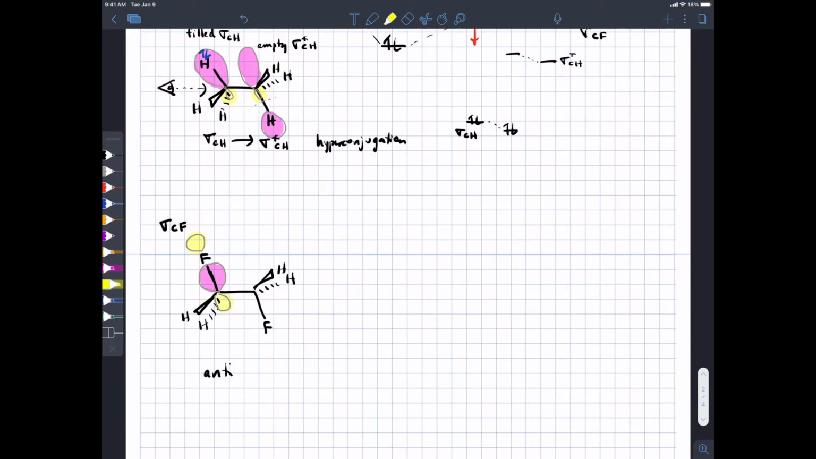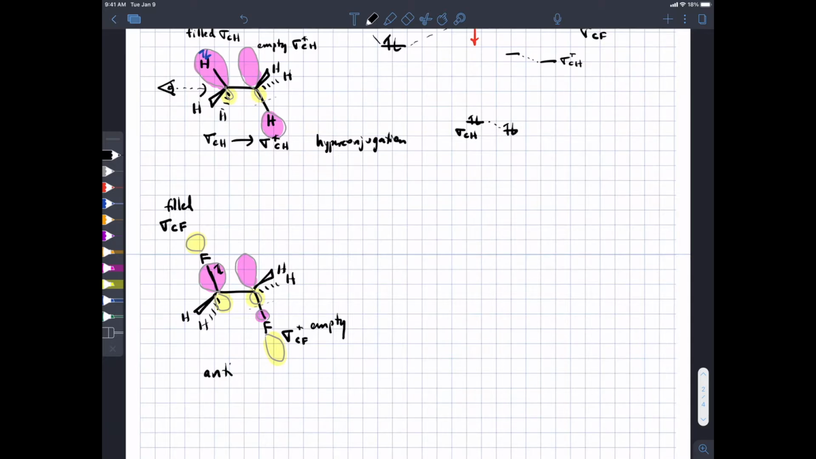Nodes at the nuclei, wave function change in sign. Colors simply represent opposite wave function signs. Let's draw the antibonding orbital for the carbon-fluorine bond. As we would expect, there would be a node in the middle, small lobe here, large lobe there, small lobe here, large lobe there. We can fill in the colors representing wave function sign. Here you have a filled carbon-fluorine bonding orbital and an empty carbon-fluorine sigma star.